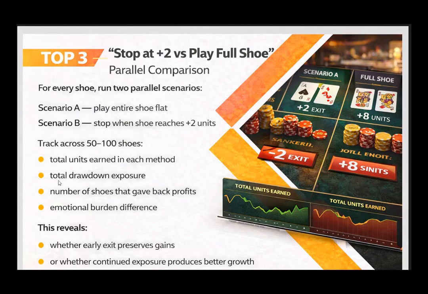Total units earned in each method. Total drawdown exposure. Number of shoes that gave back profits. Emotional. So this is what it means. If you're at 3 units, when you tested your shoes out, when you got to 3 units, how often were you able to make more? That's going to help you determine if you can go for more. Not just on a whim, not just because I have an idea. You have to have metrics.